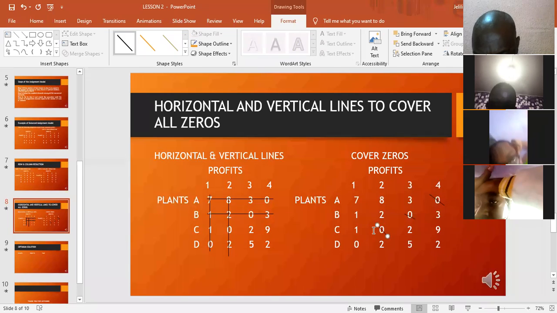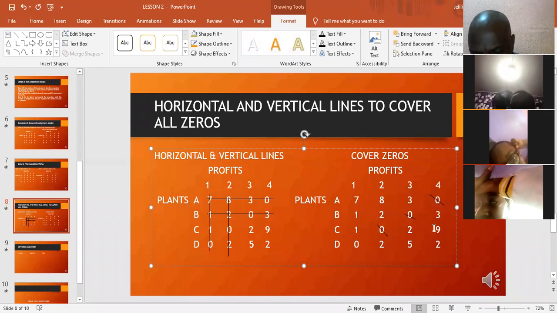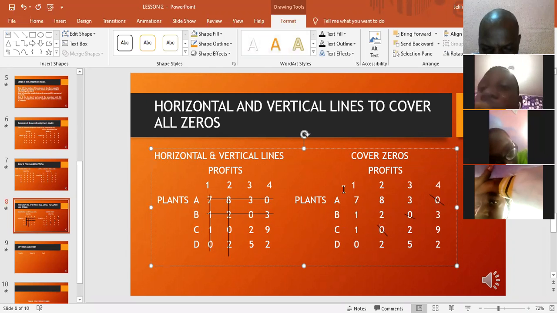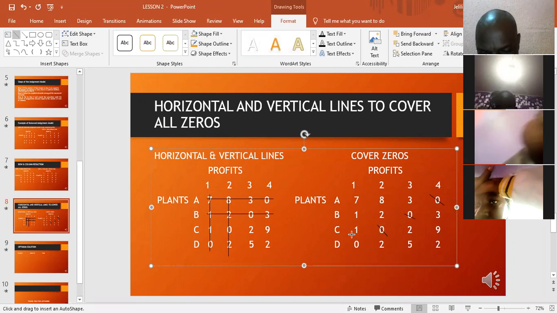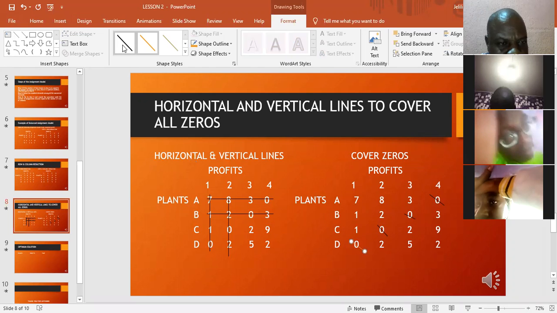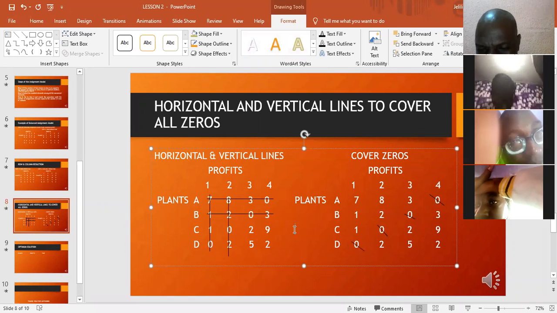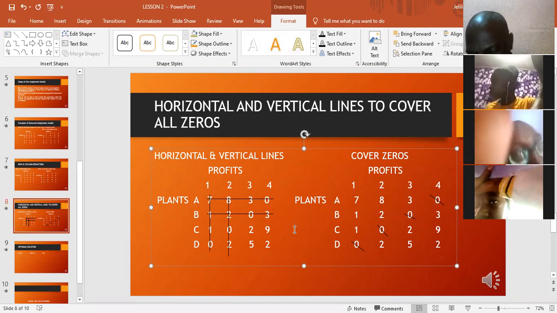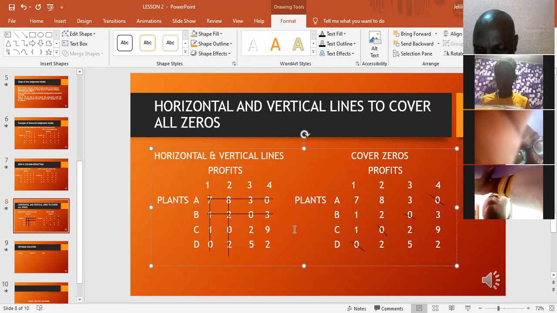This 0 falls under what? The third column, and under what? It falls under the second column. It also falls under what? The third row. So let's cover the last one now, which is the first column and fourth row. Let's cover the last one. This is the last 0. So let's cover it. Let me put it in black. Now, we have covered all the zeros that we have in the matrix table. Do we still have any other 0 that we need to cover? No.